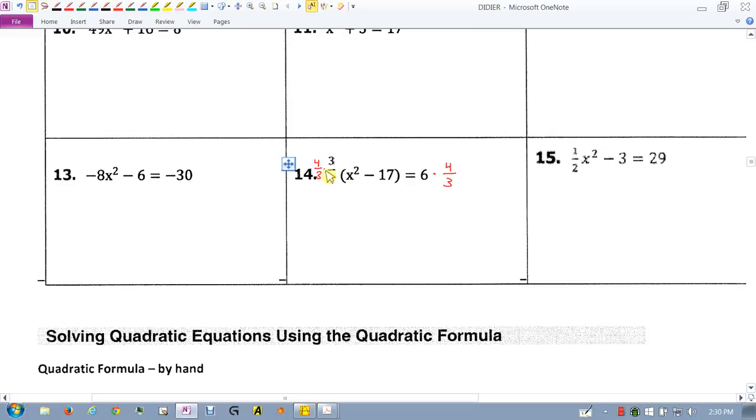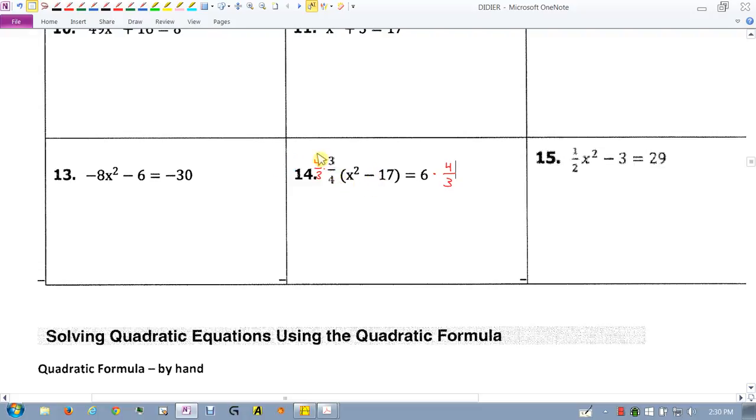Why do we do that? Because this is going to become a what right here? That's a 1, right? Does that 4/3 have to go through the parentheses? No, that's the part that's a little tricky when it comes to the algebra.